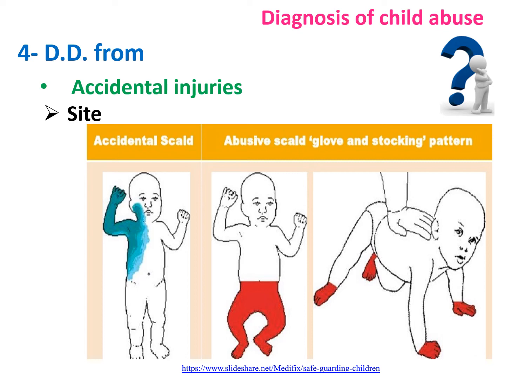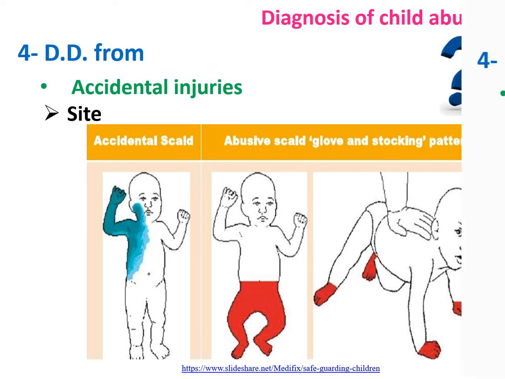While in abusive scald, as we mentioned before, there will be scalds in the lower part of the body due to dipping of the buttocks and the legs inside the hot liquid, or sometimes the dipping occurs by the hands and feet, so he will have a glove and stocking pattern of scalds.